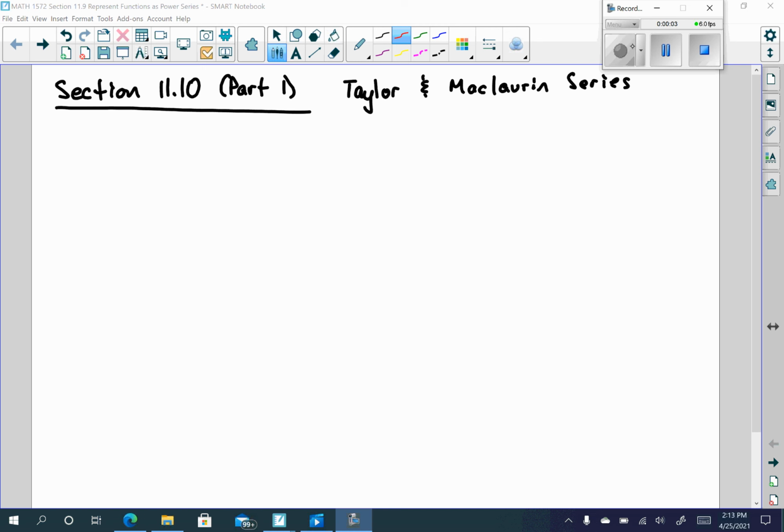This last section we're taking a look at, section 11.10. I'm splitting this into two parts, but we're going to look at something called the Taylor and Maclaurin series. So we're going to start with the theorem.